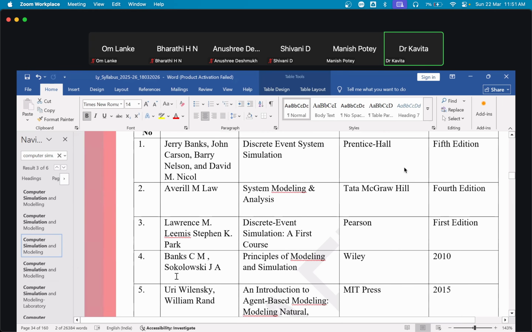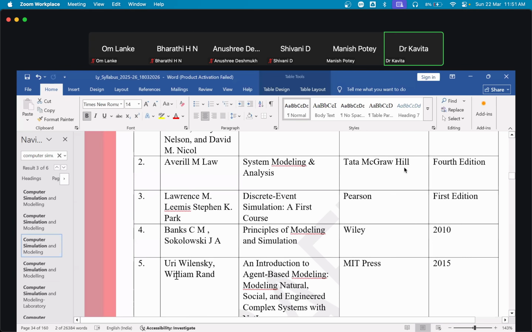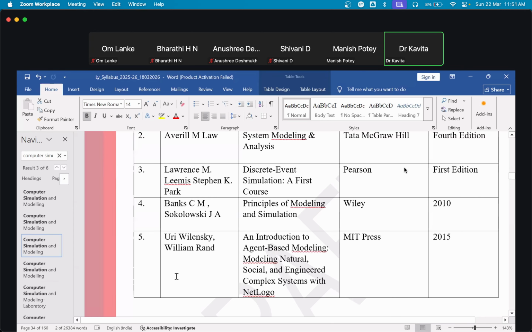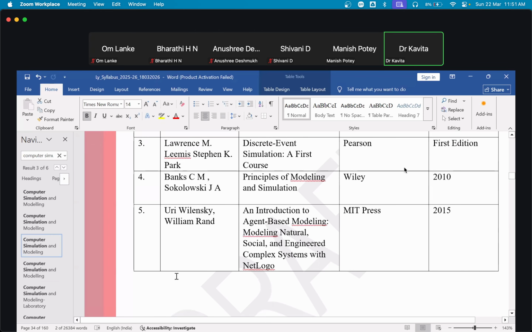For the books, the first four modules come from the book by Jerry Banks. It covers most of the concepts. Some concepts we refer to online sources. For the last topic, agent-based simulation, we have book number 5, which is an introduction to agent-based modeling and simulation, the latest topic that is included.